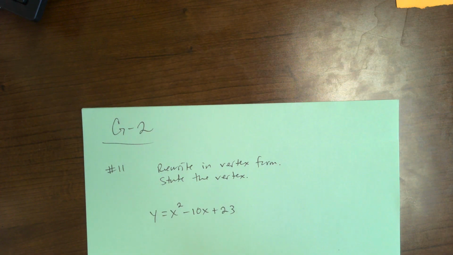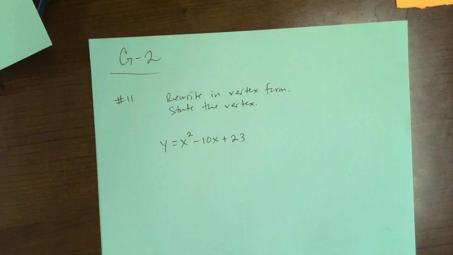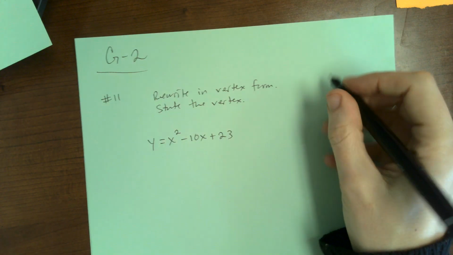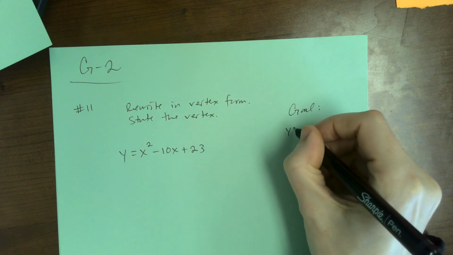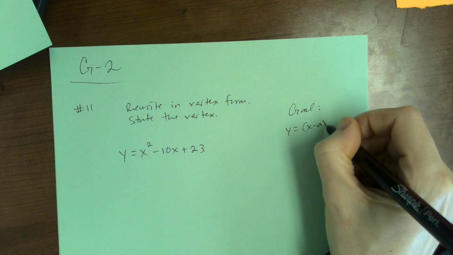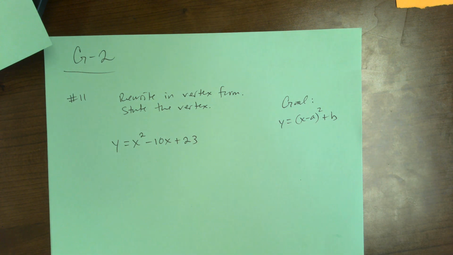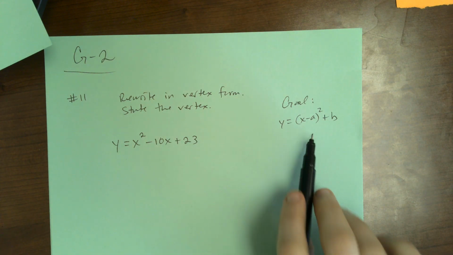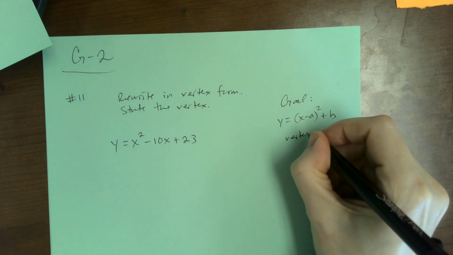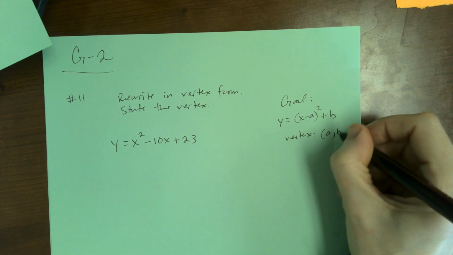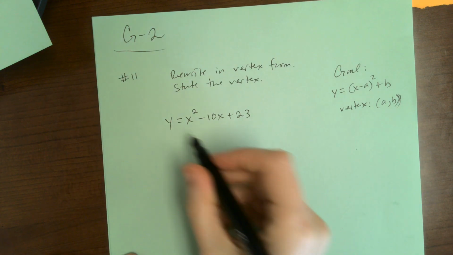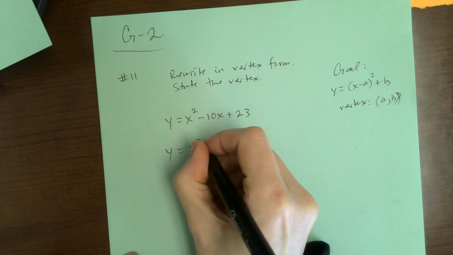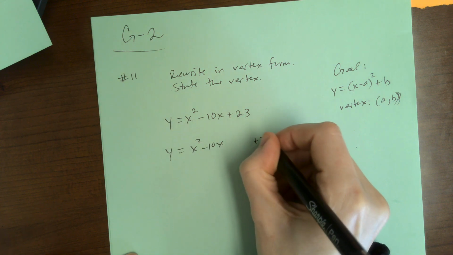Next, rewrite in vertex form, state the vertex. Let me say what my goal is. The goal is something that looks like this: x minus a squared plus b. If you could get the quadratic in this form, then you will see that the vertex is the point (a, b). So guys, we're going to have to complete the square. So y equals, I'm leaving some space.